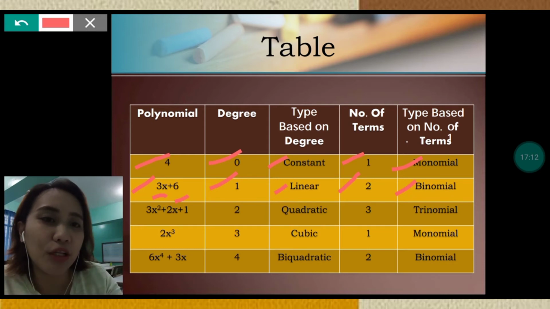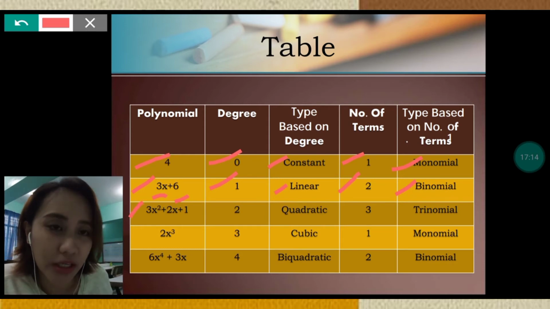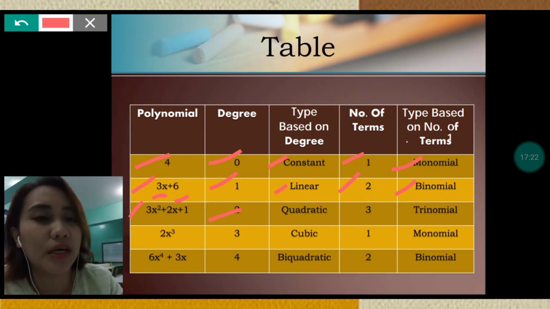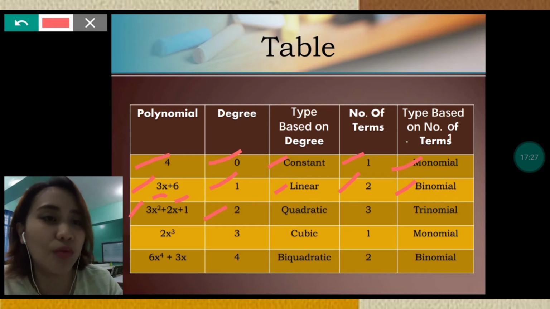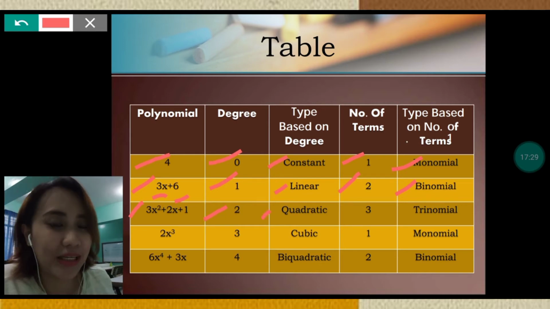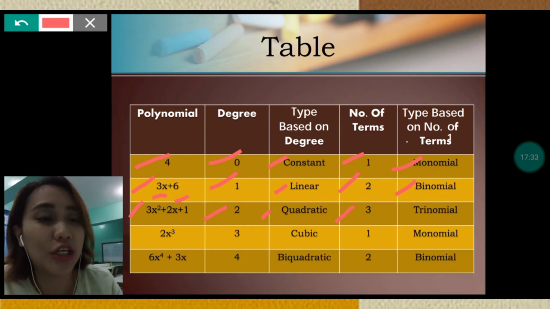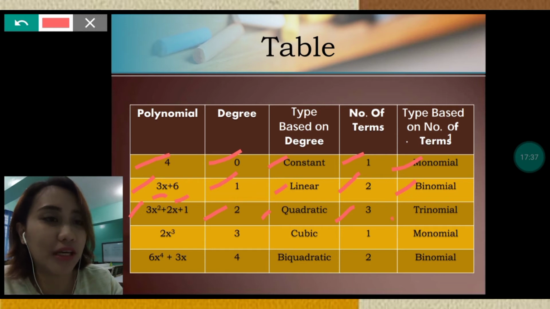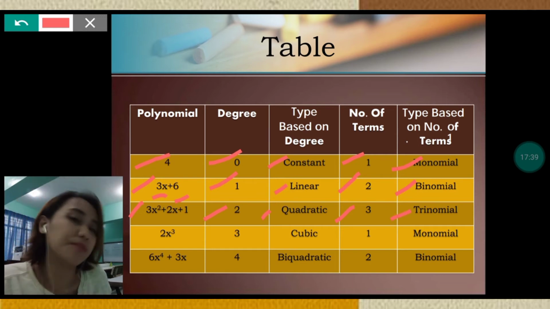Third example, we have 3x squared plus 2x plus 1. The degree, the highest exponent of the whole polynomial, is 2. And since the degree is 2, we call that one a quadratic polynomial. Number of terms, there are 3 terms, 3x squared, 2x, and 1. So therefore, that is a trinomial.